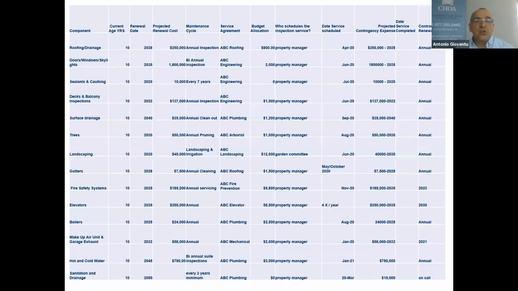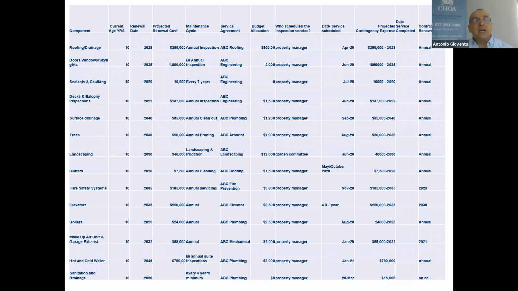The inspections are critical because the inspectors will not only look for problems with the roof, they'll also look for defects and deficiencies that can be easily remedied, which also helps to extend the life of your roof. Another cost savings that people look at.